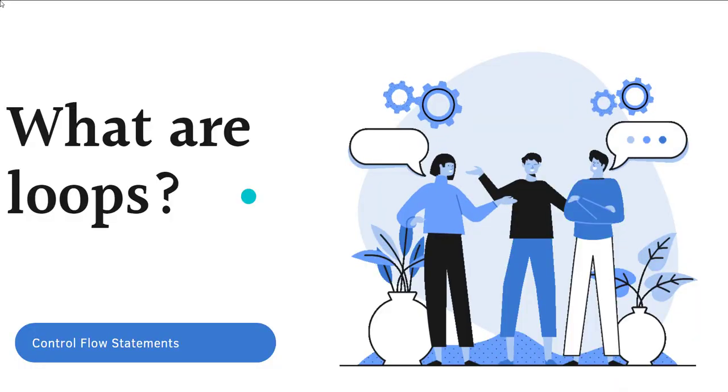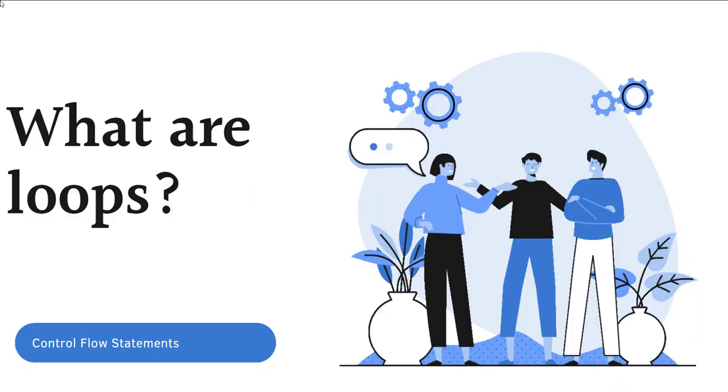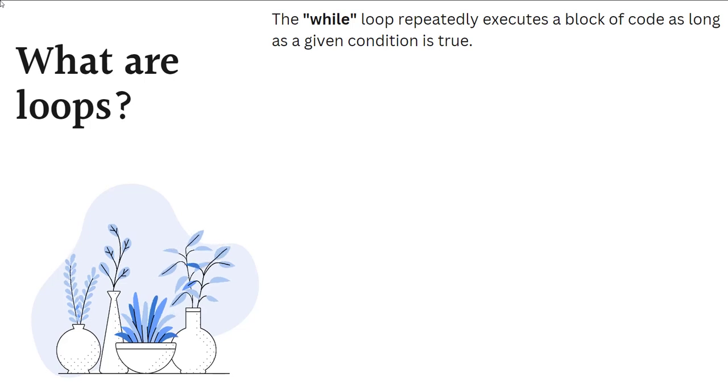Welcome back. Now it's time to start a discussion about the while and do-while loops. So what is the while loop? The while loop repeatedly executes a block of code as long as a given condition is true.